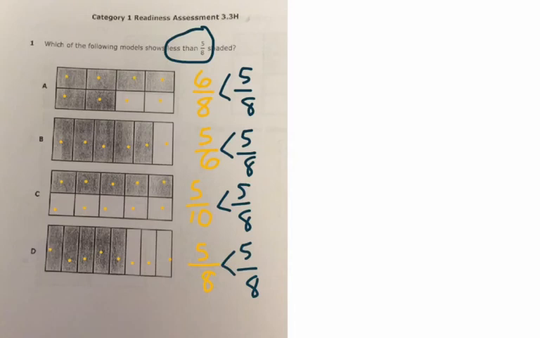First thing I'm going to do is I'm going to see my numbers, and I can tell right now that D is out because 5/8 is exactly the same as 5/8, so the symbol less than is incorrect. So D is out. The other one that I want to look at is A, because the two denominators are exactly the same. So I just need to look at the numerators. So is 6 less than 5? No, that is not true. So A is also incorrect.